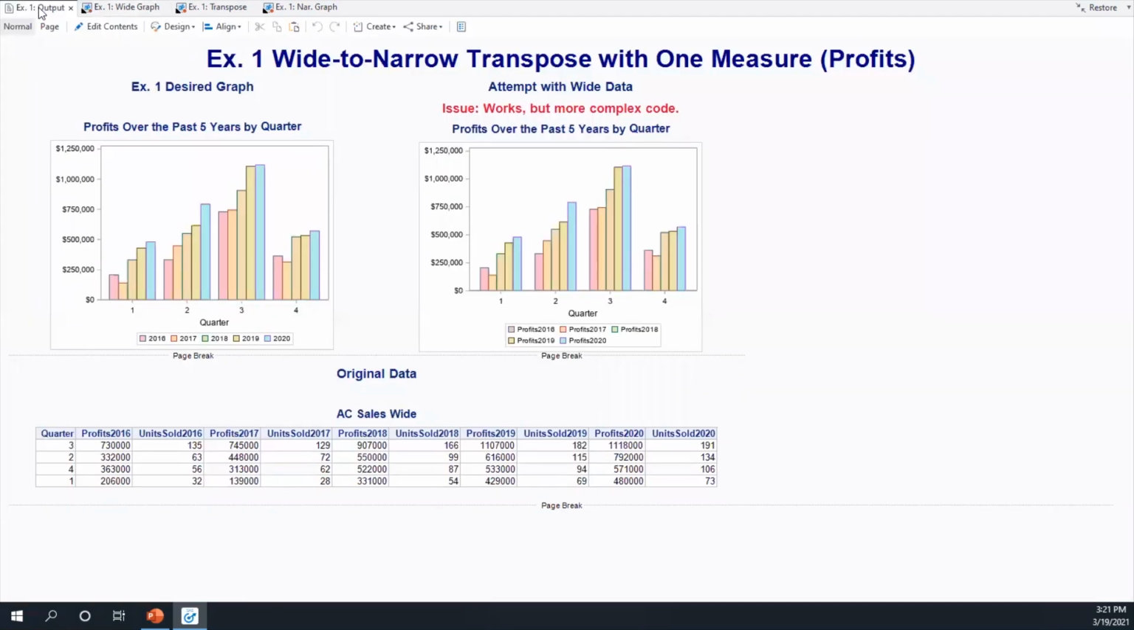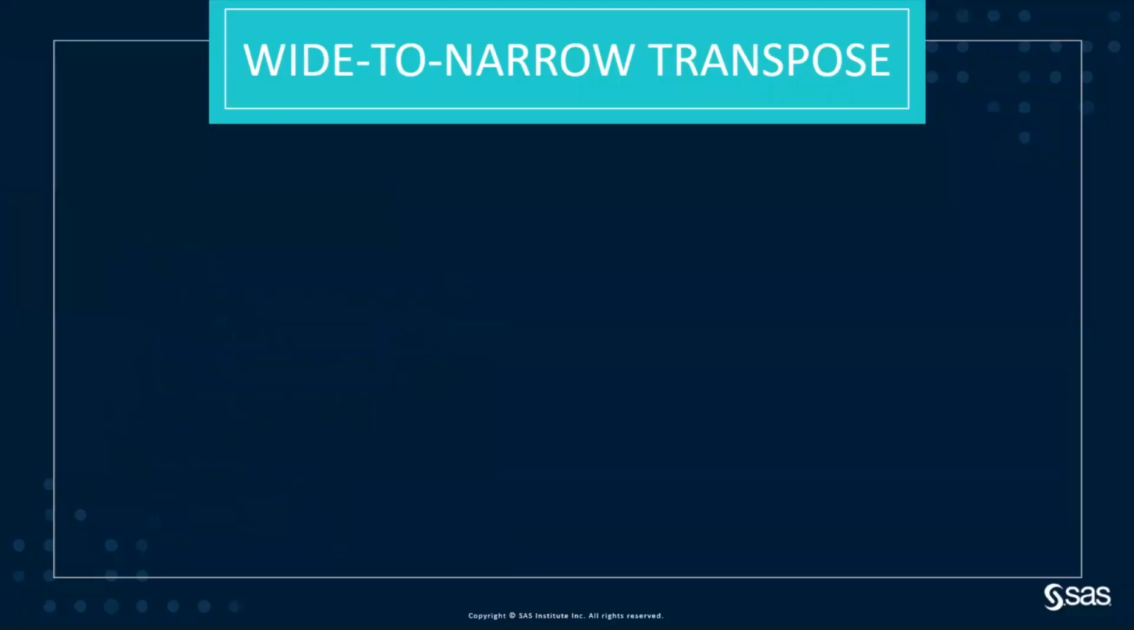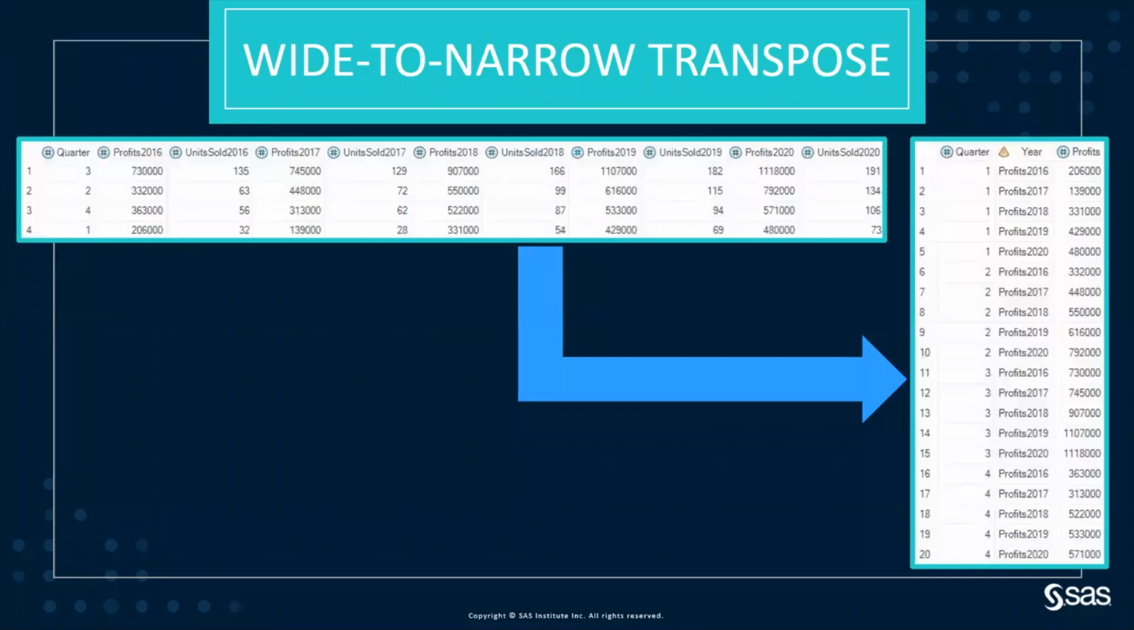and take a look at the output, we can see that sure enough, the bar chart created using the wide data matches the desired bar chart. However, the code to create the graph was a bit tedious and time-consuming, so let's see if the narrow data is any easier. Unfortunately, we don't have a version of the data in the narrow form, so we are going to need to transpose the wide table to create one.